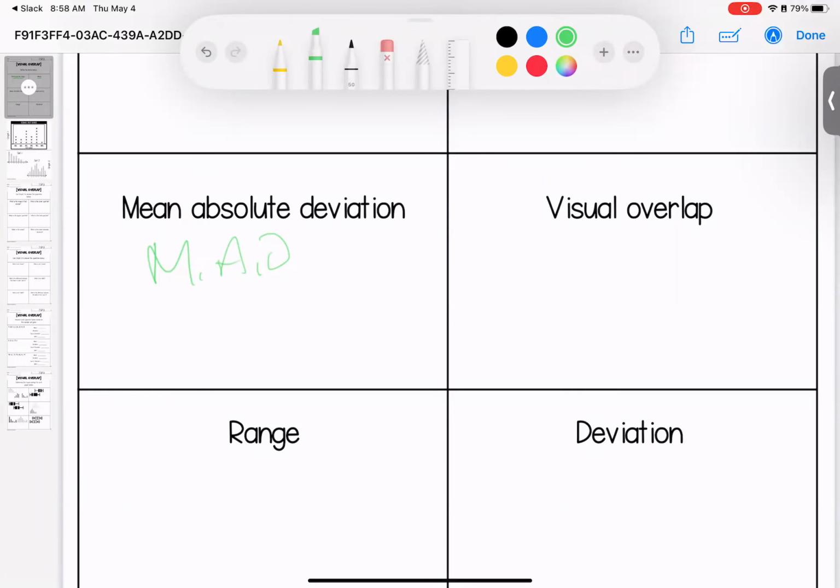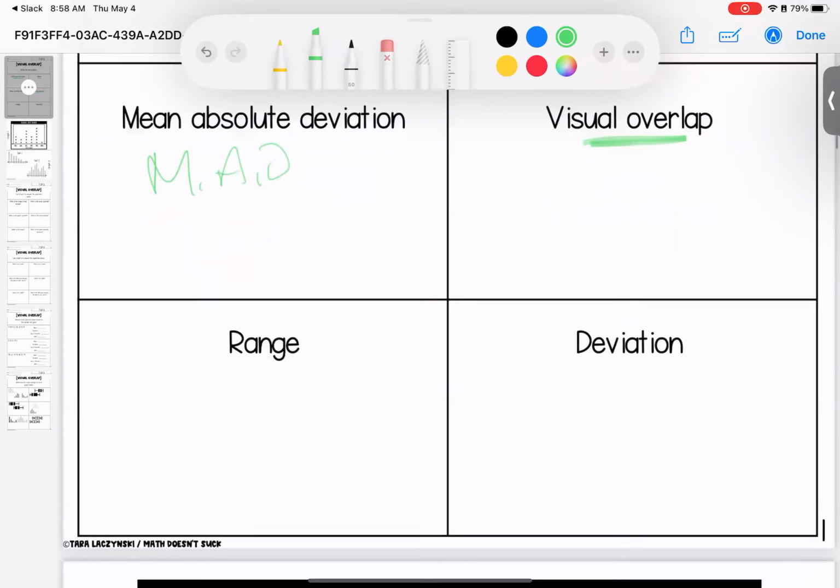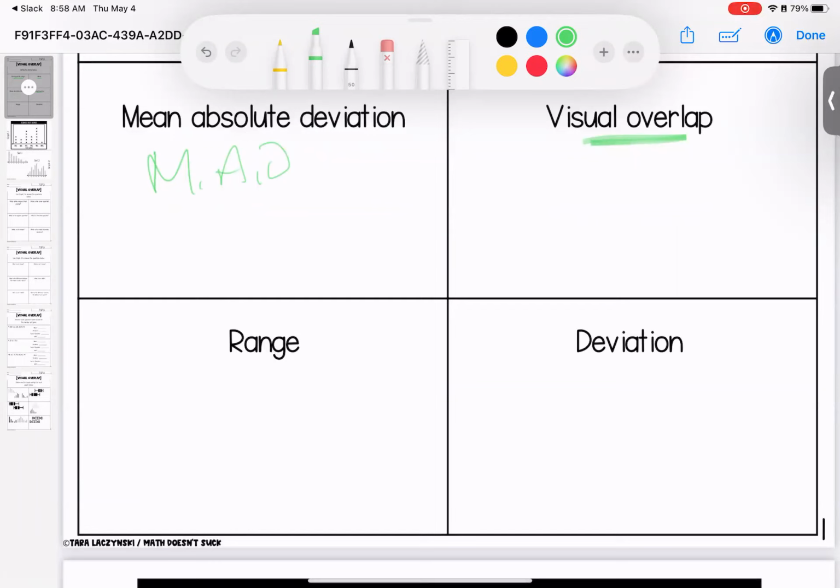So finding the mean of the overall data set, seeing how far each term is from that, and then finding the average of that. Visual overlap is looking to see how much two graphs of data overlap or don't. Range is the difference between the greatest and the smallest value, and deviation is just the distance from the center point. So how far of a difference there is in our data.